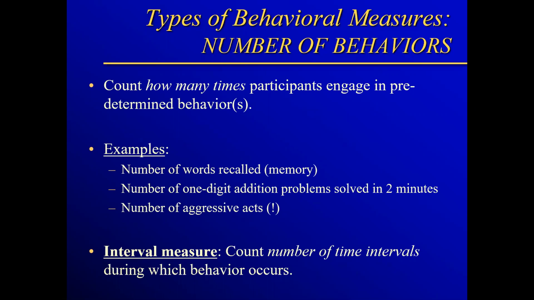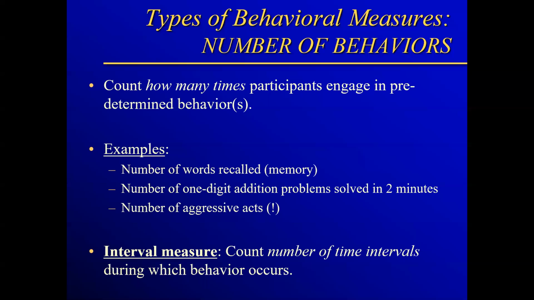One way to get around this problem with counting behaviors is to do something that's called an interval measure. So this is where you count the number of time intervals during which a behavior occurs. And let me give you an example. Let's pretend you're that super nanny and you say, I'm going to watch these kids for 10 minutes. And you're going to break up that 10 minutes into 30-second chunks. So you'll end up having 20 observation time intervals.